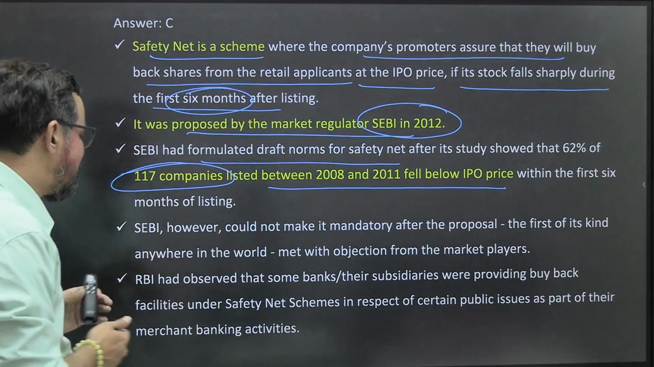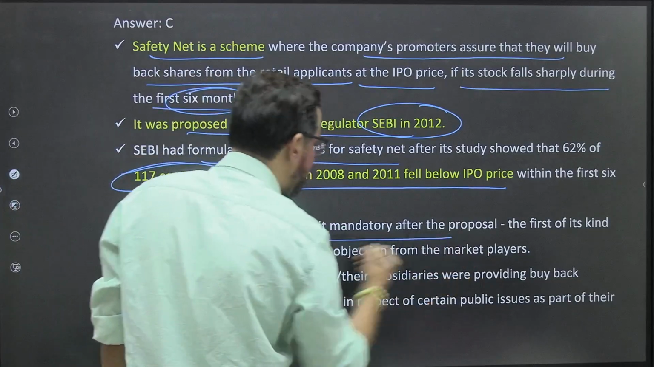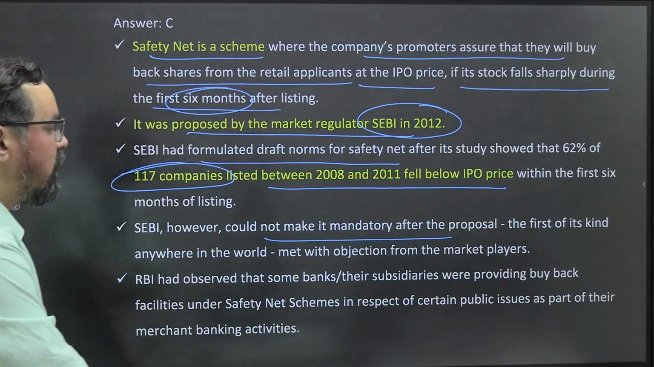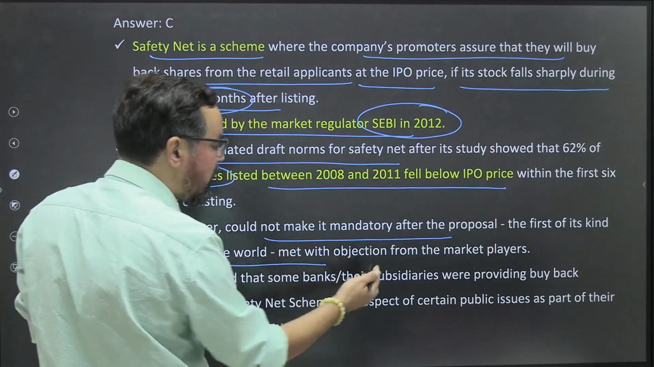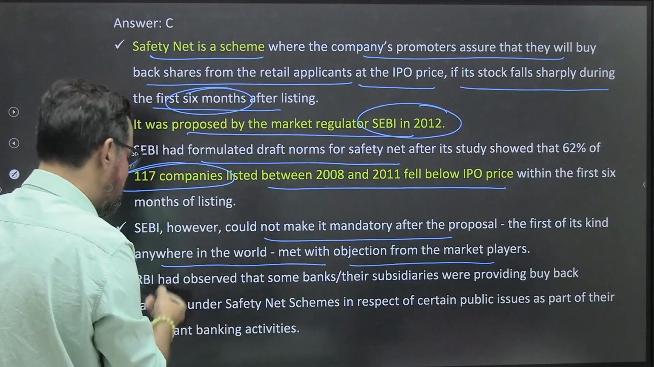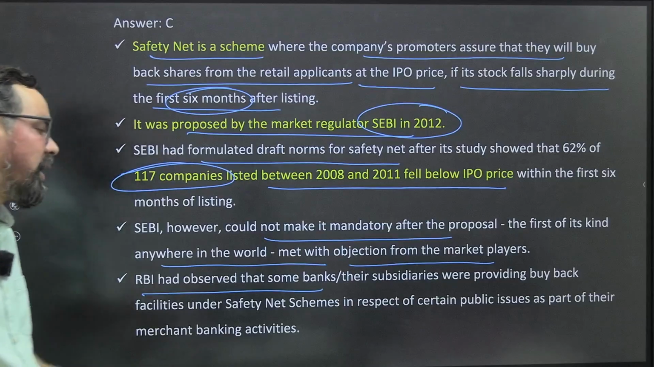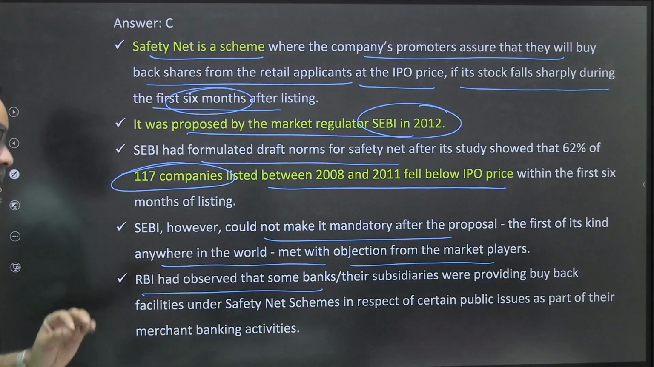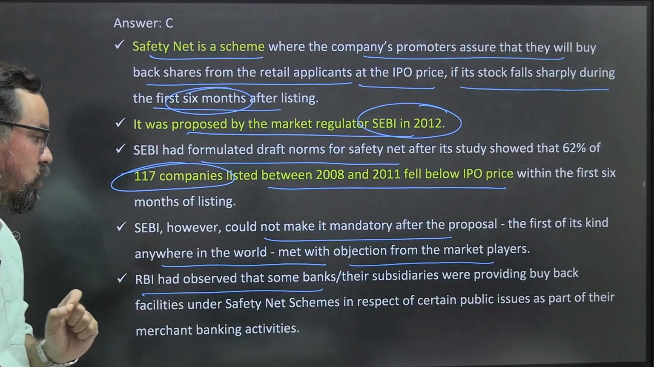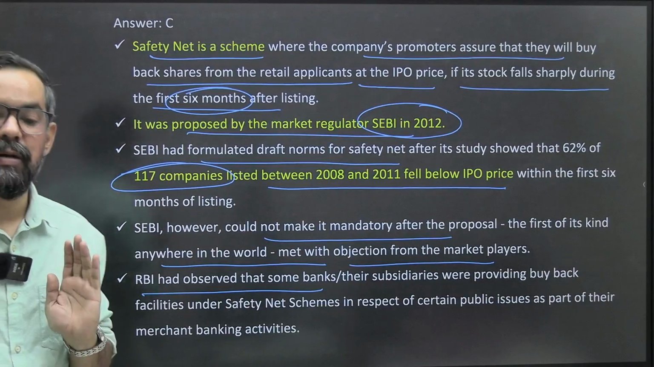So SEBI however could not make it mandatory after the proposal, the first of its kind anywhere in the world, which met with objection from the market players. RBI had observed that some banks or their subsidiaries were providing buyback facilities under the safety net scheme in respect of certain public issues as part of their merchant banking activities.